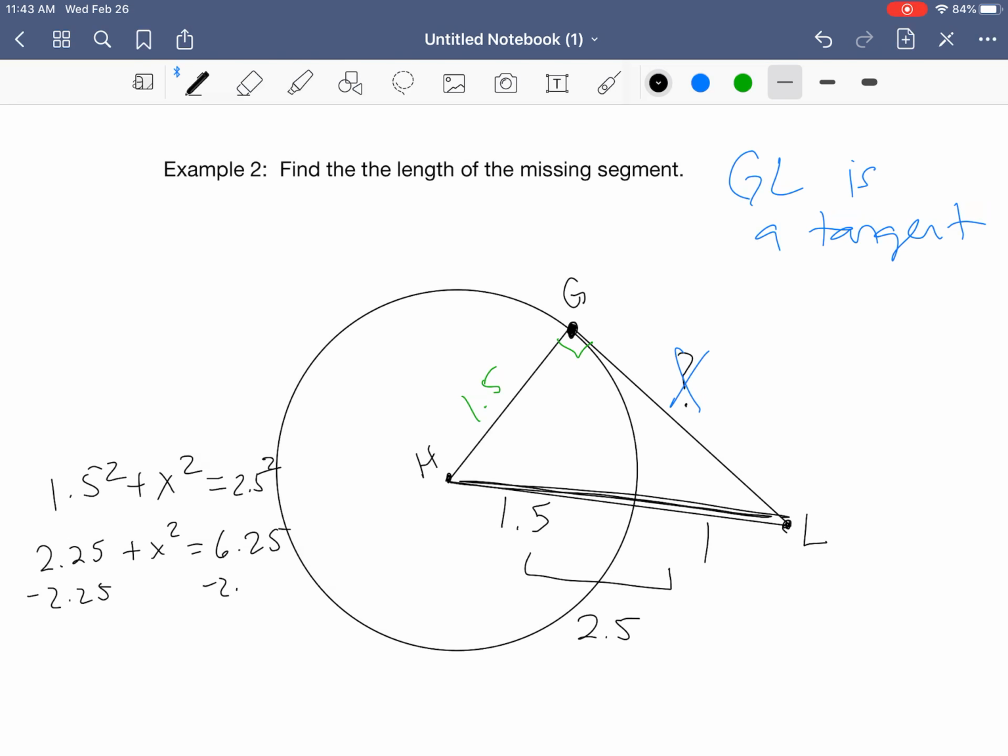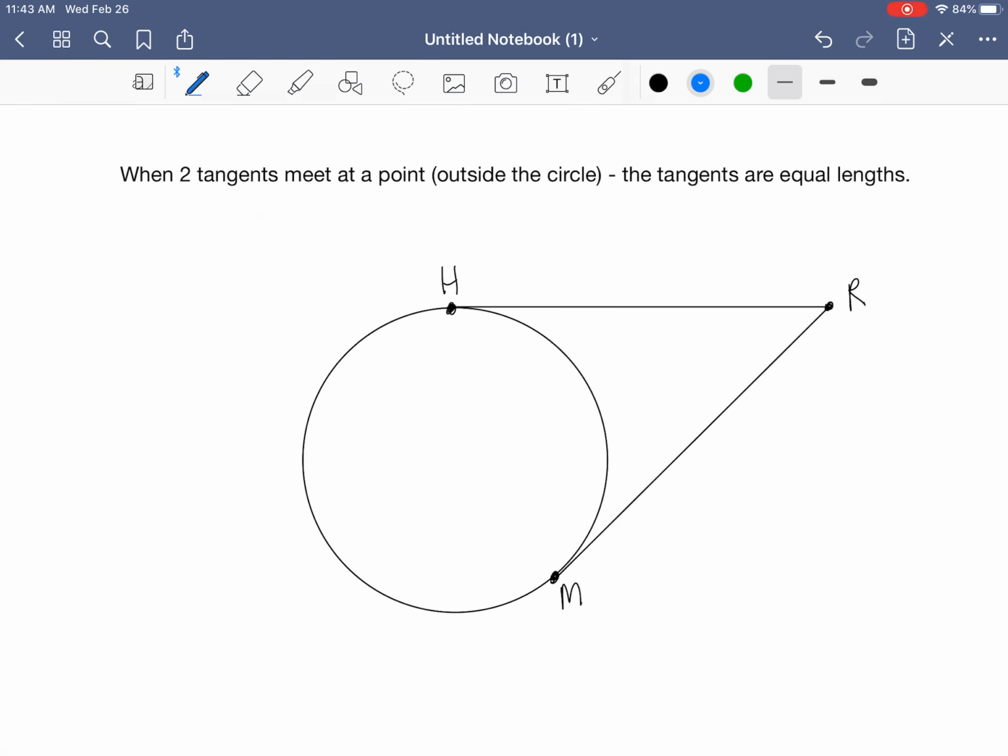Subtract 2 and 2.25 over to the other side, and we get x squared equals 4. And then to get rid of a square, we square root both sides, and we get that x is equal to +2. So our tangent, or GL, is equal to 2. And then we're done. So still Pythagorean theorem, using that old stuff we've done before, now just plugging into our formula with our given information.